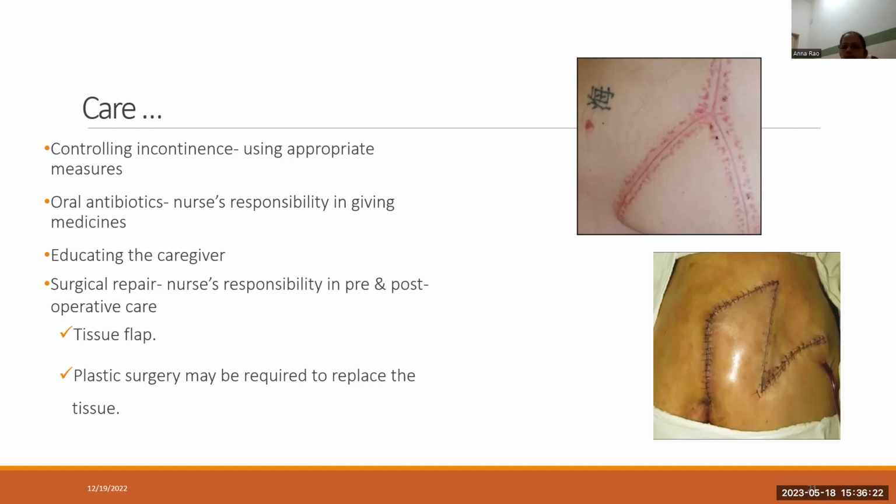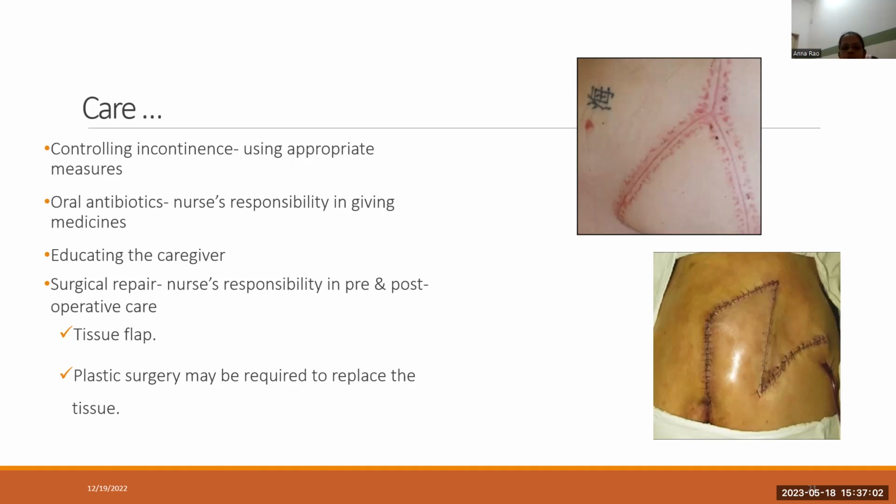If required, then oral antibiotics can also be prescribed. And in that case, then we are responsible in giving the treatment at regular intervals. And if the patient is at home, we need to find out whether he is taking it or not. And of course, when we go for home visits, we should take an audit of whatever tablets he is taking. Education of the caregiver is, that's why, very, very important.